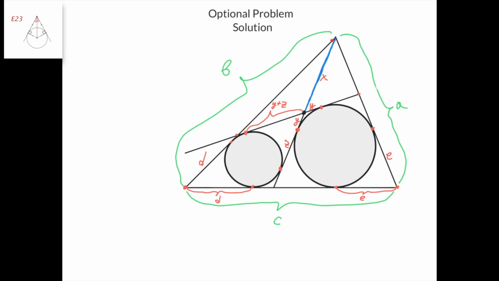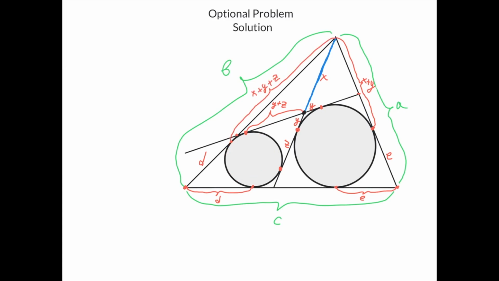For example, this segment here, x plus y, is the tangent from this point to this circle, and so it equals this segment here. Similarly, x plus y plus z is the tangent segment from this point to this circle, and so it equals, on this side, x plus y plus z. And finally, we have one more.